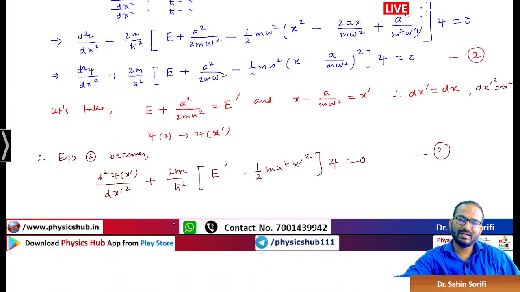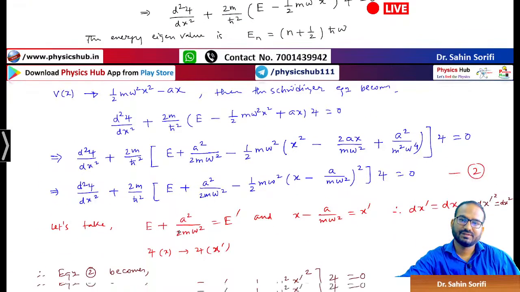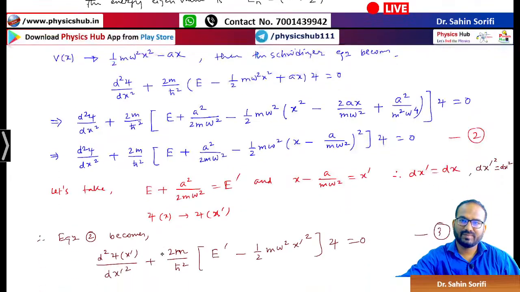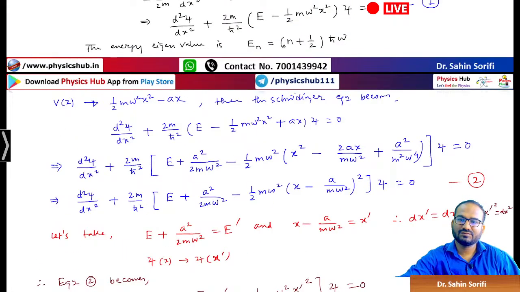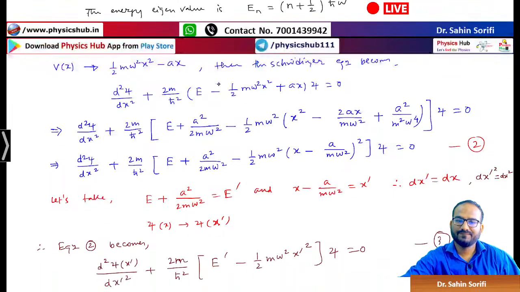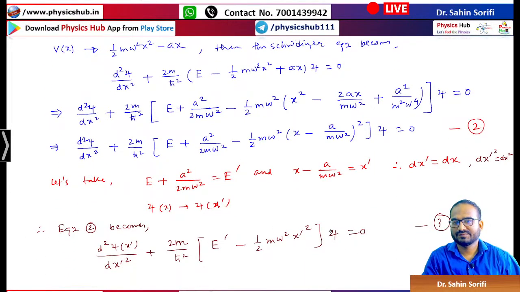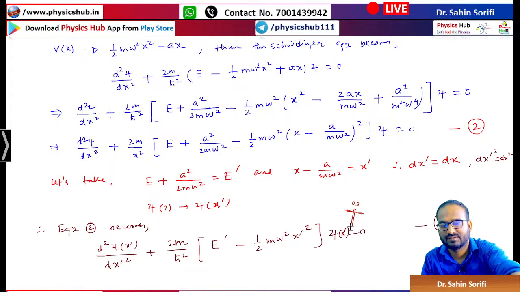Now if you look at equation 1 and equation 3, you can find a similarity. It is just replaced by prime, so the energy eigenvalues will be the same, because if you just replace it with prime, then the energy eigenvalue is bound to change, right? Here it is ψ of x′. Sorry, what did I say? The energy eigenvalue. What is happening?